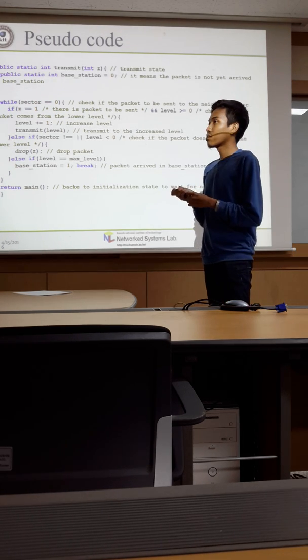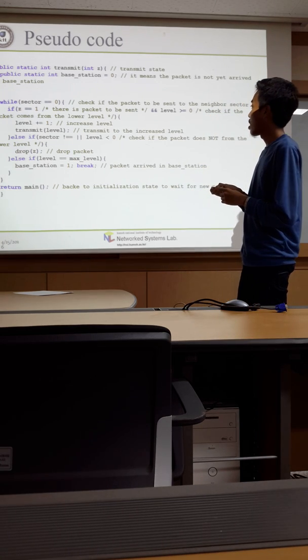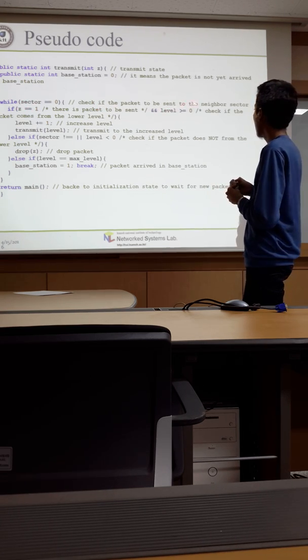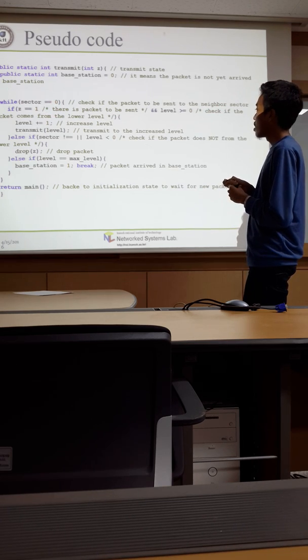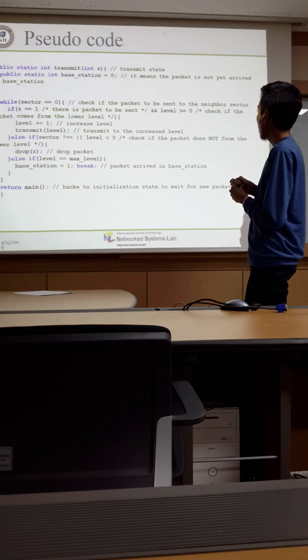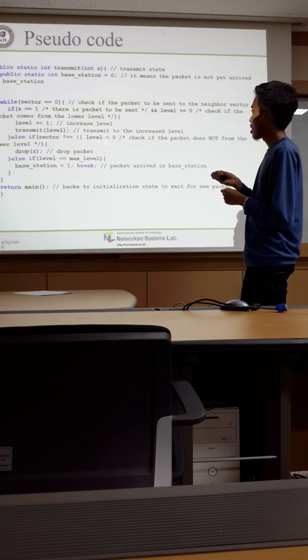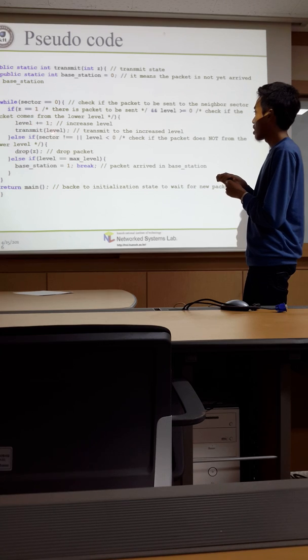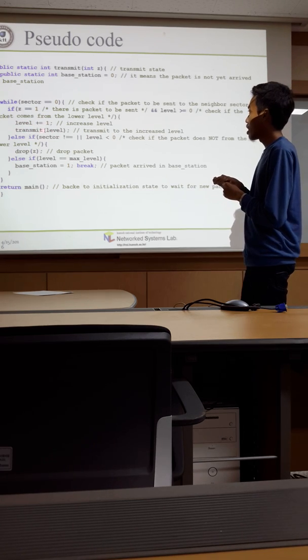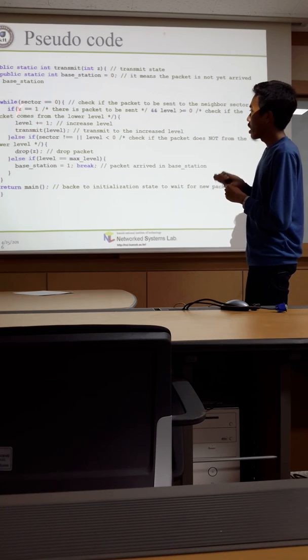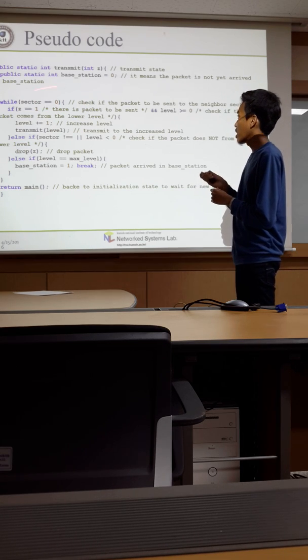And for transmit the data, I think this function is the most important in my proposed algorithm. First it will check the sector, check if the packet is to be sent to the neighbor sector, and it will also check if there is a packet to be sent, and if the packet comes from the lower level, the level will be increased by 1, and transmit level. And if you see here, there is a function call inside the function. It means it will iterate, or it will have a loop until it finishes.